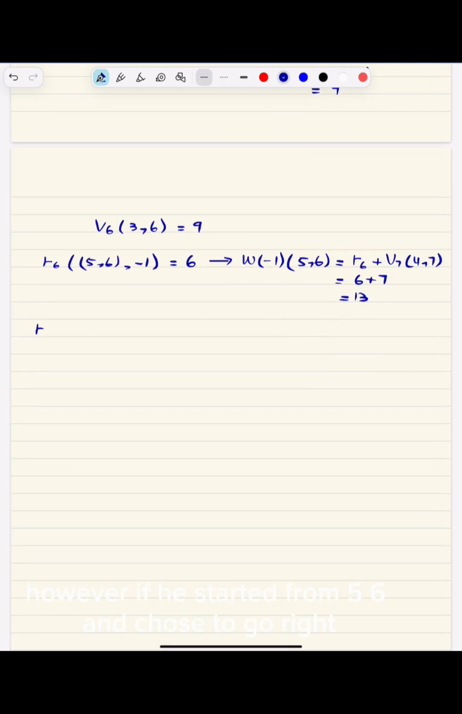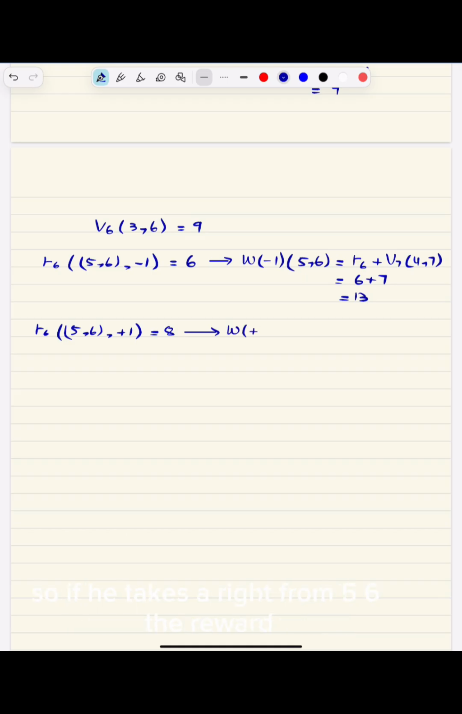However, if he started from 5 6 and chose to go right, he would have had the reward of 8, which over here seems like the better option, but he has to look at the overall scheme of things.